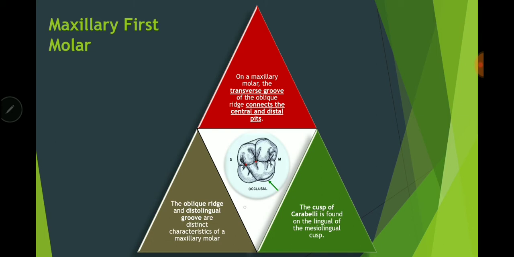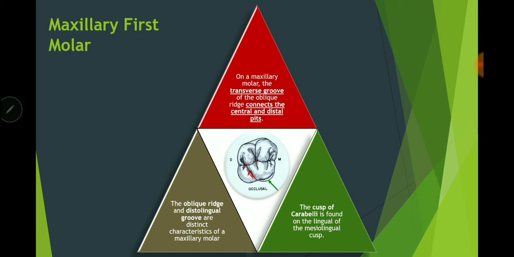The oblique ridge and the distal lingual groove, this is the distal lingual groove here, are distinct characteristics of the maxillary first molar. So you have to know them. The distal lingual groove and the oblique ridge are very distinct for the maxillary first molar.